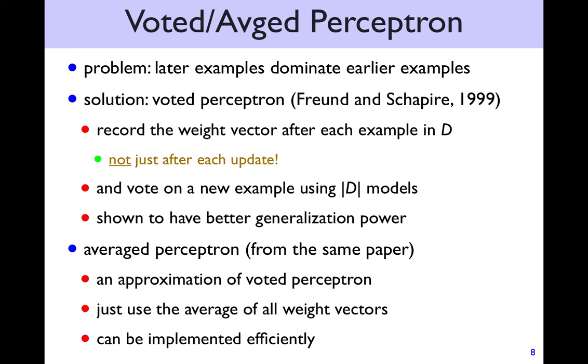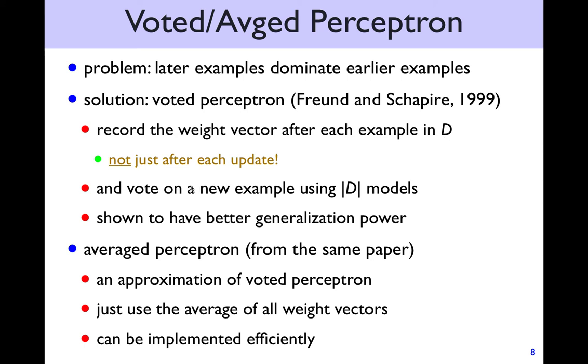So voted perceptron tries to address that problem by saying that we should let the weight vector after each example vote. We'll record the weight vector after each example in the dataset D. In other words, we record D weight vectors, one after each example. Remember that it's one after each example, not one after each update, because you probably only update, say, 30% of the training examples. But you do need to record the weight vector after each example, even if there is no update. That's the idea of the voted perceptron.